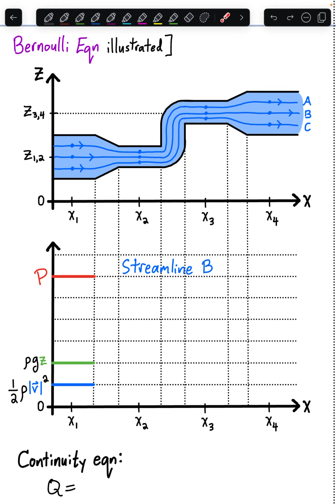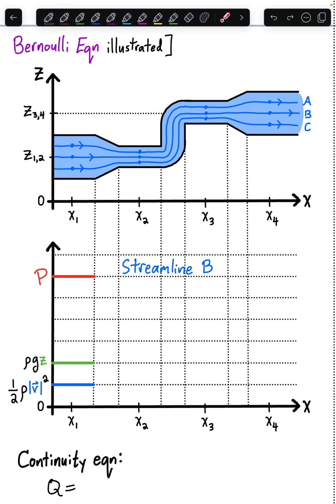Let's pick streamline B in the middle here. You have to apply Bernoulli's equation to different points on this same streamline. It does not apply to points on two different streamlines. So we'll focus just on points x1, x2, x3, and x4 along streamline B.